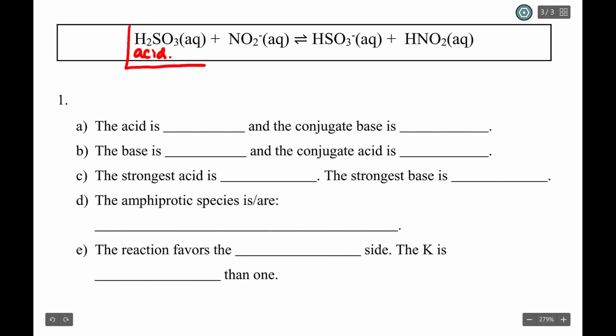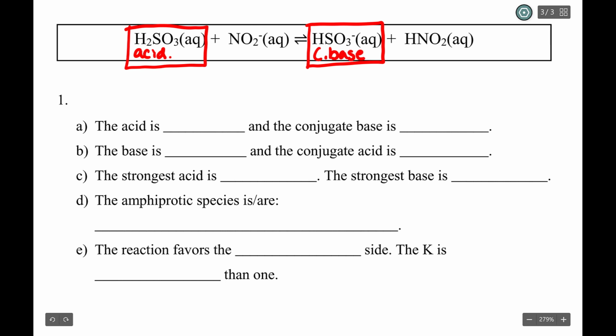To figure out its partner or conjugate, I want to find the species on the product side that looks almost identical, other than it will have 1 less proton if it's going to be the conjugate base. When I look on the product side, HSO3 minus almost looks identical to H2SO3, except it's down 1 proton, which is 1 less hydrogen, and it has become negatively charged because the proton did have a positive charge, so it has to be 1 more negative now. This would be our conjugate base.